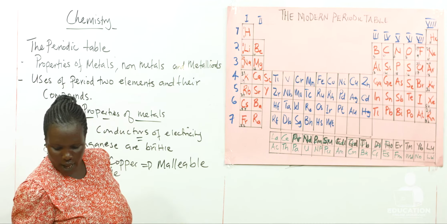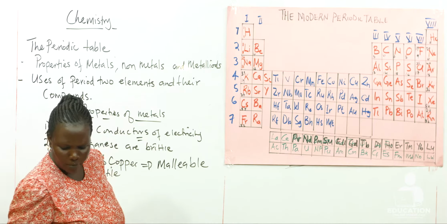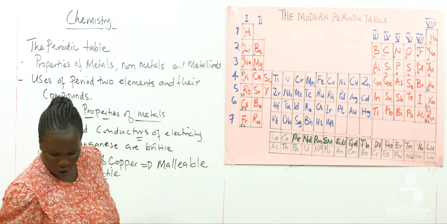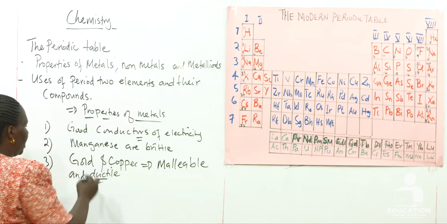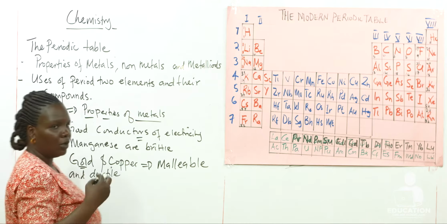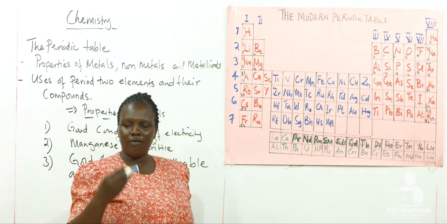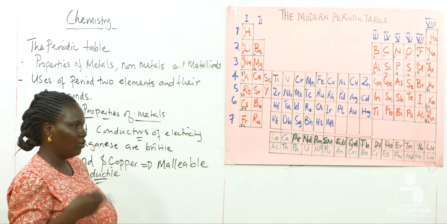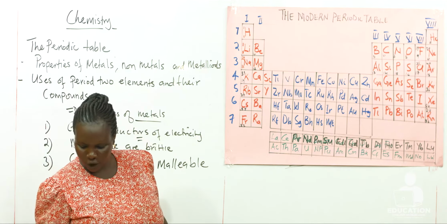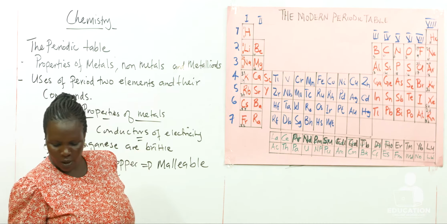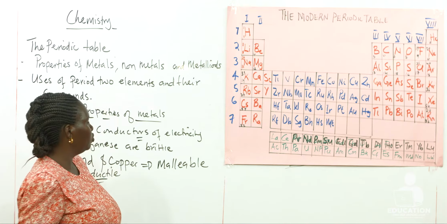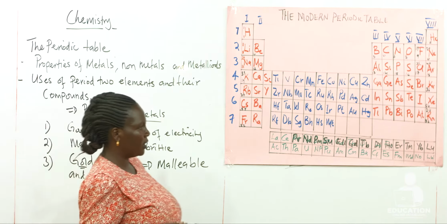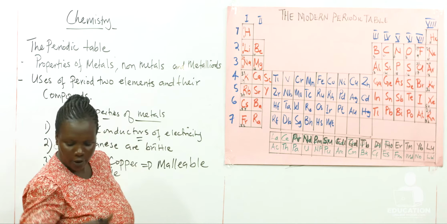And then malleable means they can be hammered. You can beat them, or roll them into different sheets. Like gold, for example: gold can be hammered to give us ornaments. Women usually use gold for decoration, like accessories. And they can also be rolled into different sheets, like we have zinc sheets, iron sheets.